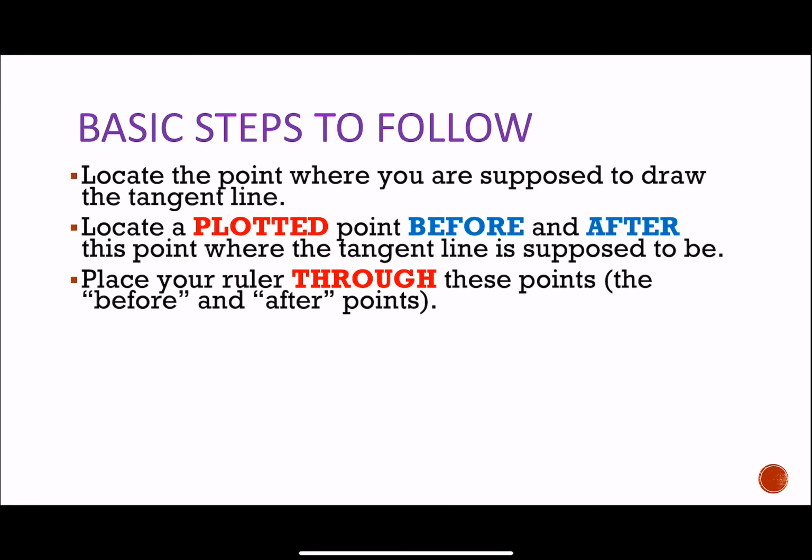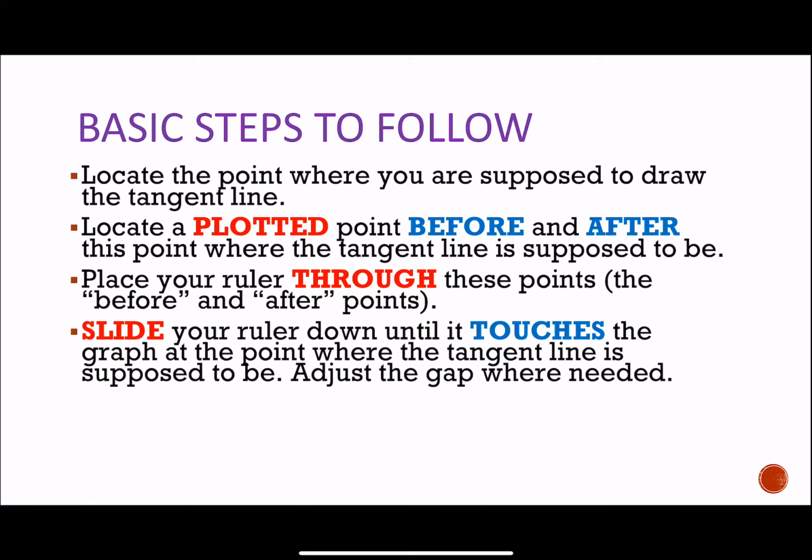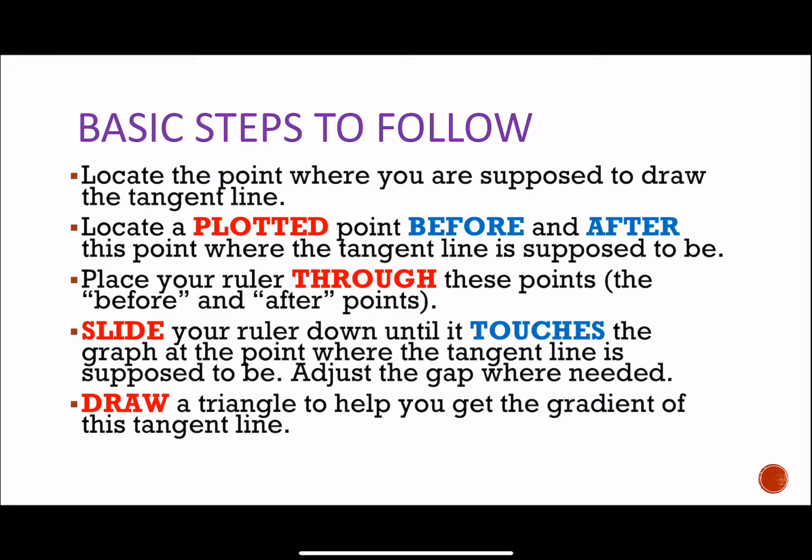Now, what we're going to do is place a ruler through these points, the before and after. I'm going to show you in a diagram so you don't have to worry too much. After that, we slide the ruler down in a parallel motion until it touches the graph at the point where the tangent line is supposed to be. It may not be perfect, but it will give you a rough idea, so you may need to adjust the gap when needed. Then, you can use many methods of getting the gradient, but I'm going to use a triangle where we use the rise over run method to get the gradient of a tangent line.